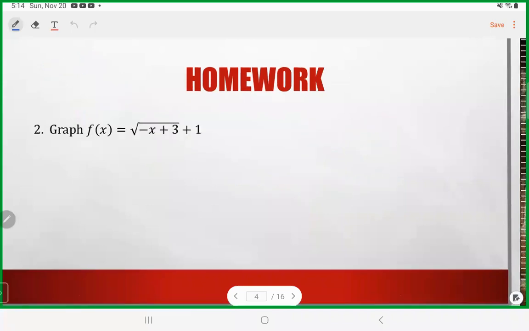Right, so let's continue to the second problem. Graph f of x is equal to the square root of negative x plus 3, plus 1. All right, I'll give you a couple moments to do this.